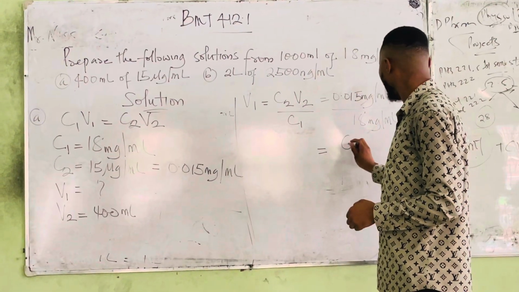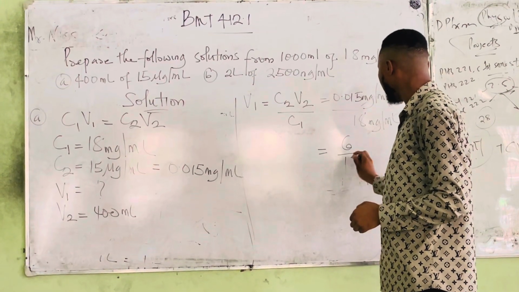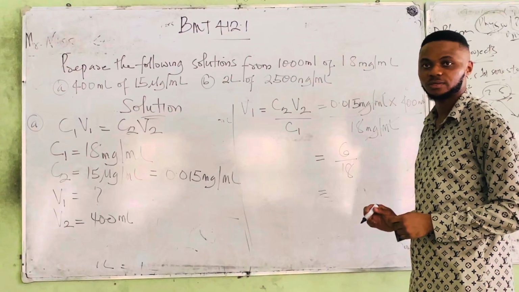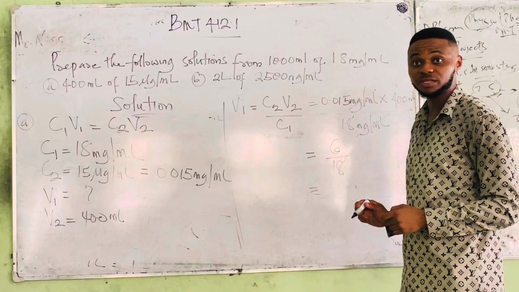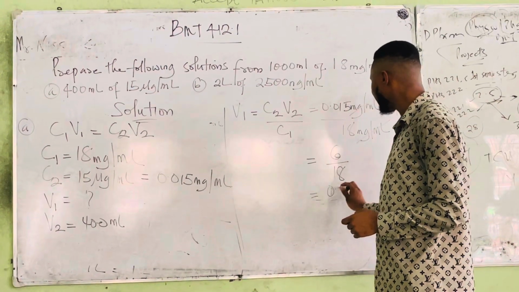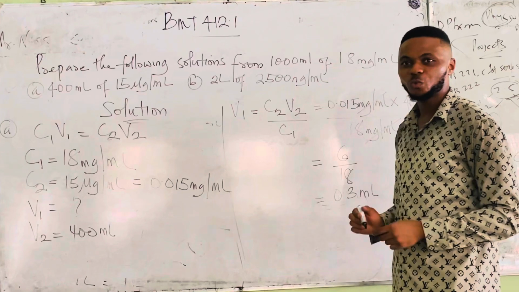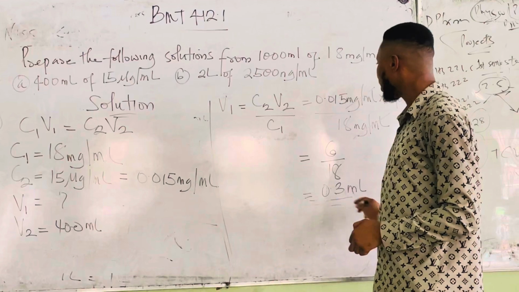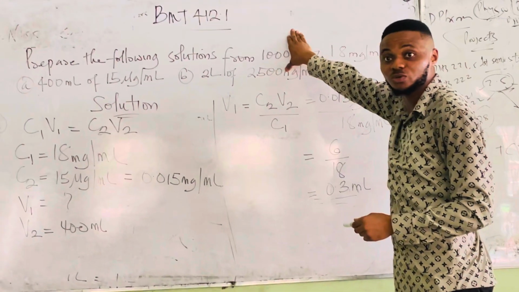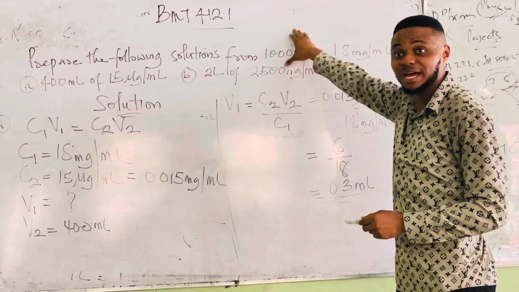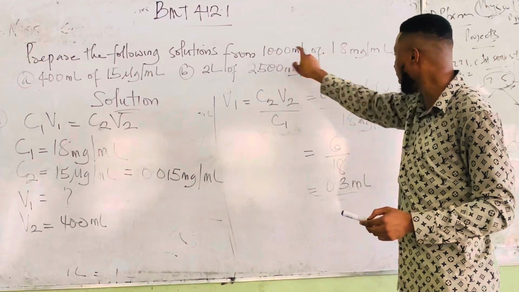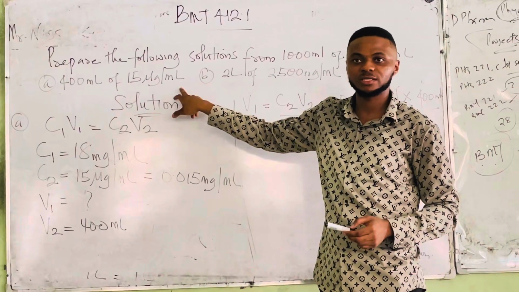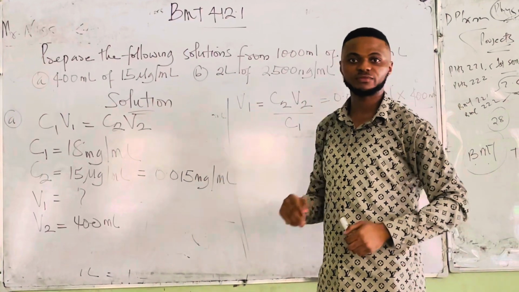So it means that we have 6 over 18. 6 over 18 will give us 0.3. So we have 0.3 mils, which is extremely small. So we have to measure 0.3 mils from this 1000 mils. It's 0.3 mils that gives 400 mil of 15 micrograms per mil in this particular case. That is how to achieve it.